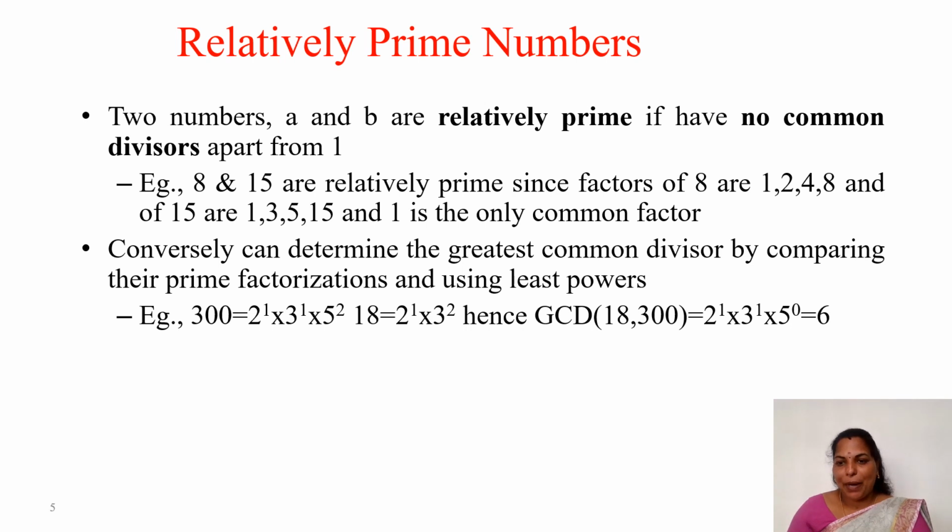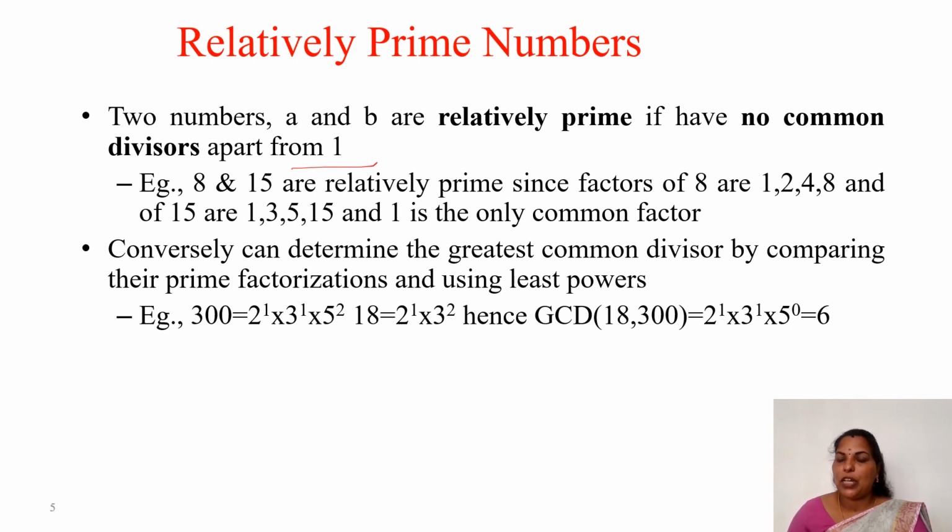Next is relatively prime numbers. Already we know what a relatively prime number is. In the Euclidean and extended Euclidean algorithm itself, we discussed it. That is, if you take any two numbers and the GCD of the two numbers is 1, then we call those numbers relatively prime numbers. Meaning that two numbers A and B are relatively prime if they have no common divisors apart from 1.